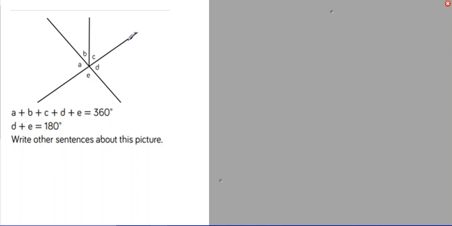Think about your right angles. What other sentences could you write about this picture? Remember, you don't need to do any working out. You just need to tell me about the straight lines, about the right angles, and about the full turn. Write me some sentences. Pause the video and have a go.